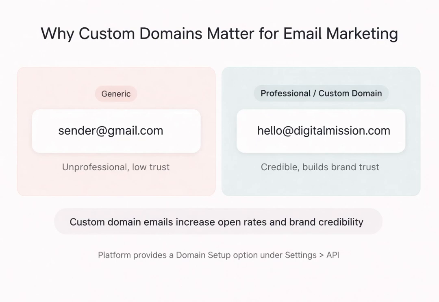So why does this matter? When someone receives an email from a generic address like Gmail or Yahoo, it immediately signals that the sender isn't operating at a professional level. But when your email comes from your own branded domain, something like hello@digitalmission.com, it builds trust and credibility with your audience. The platform makes this easy. Under the settings, there's a dedicated domain setup option where you can configure everything. And once your domain is connected, every email you send carries that professional identity.